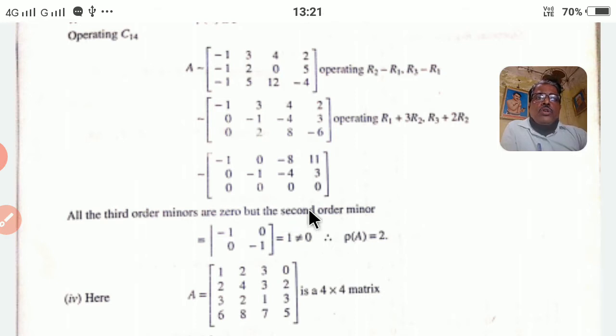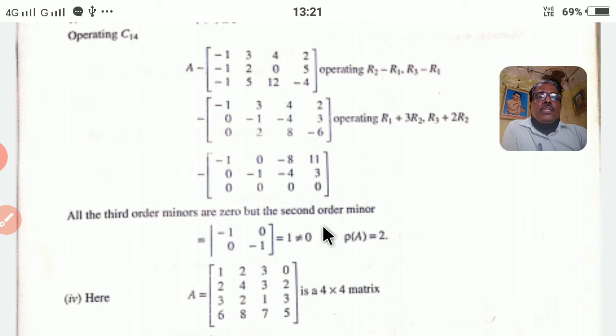Next lower order minor means what? It is a second order minor. Now see here, the second order minor may be minus 1 0 0 minus 1, or 0 minus 8 minus 1 minus 4, or minus 8 11 minus 4 3, or 0 minus 1 0 0. Like that we obtain many minors of second order. So take any one. I take this one, minus 1 0 0 minus 1, and we get the value 1. So it is not equal to 0.